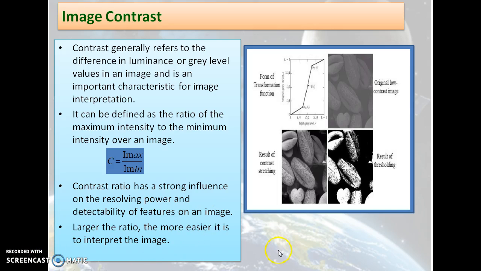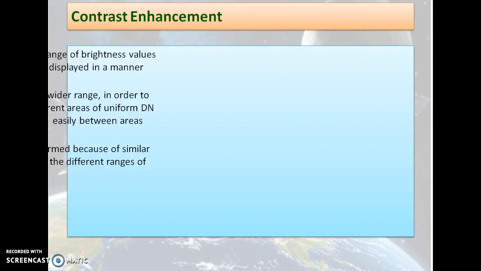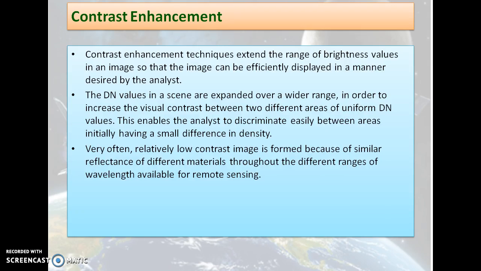Now, since image quality is a subjective matter and can vary from one person to another, there is no defined rule of thumb that a particular single technique may produce the best result. Contrast enhancement techniques extend the range of brightness values in an image so that the image can be efficiently displayed in a manner desired by the analyst. The digital number values in a scene are expanded over a wide range in order to increase the visual contrast between the two different areas of uniform digital number values. This enables the analyst to discriminate easily between areas initially having a small difference in density.